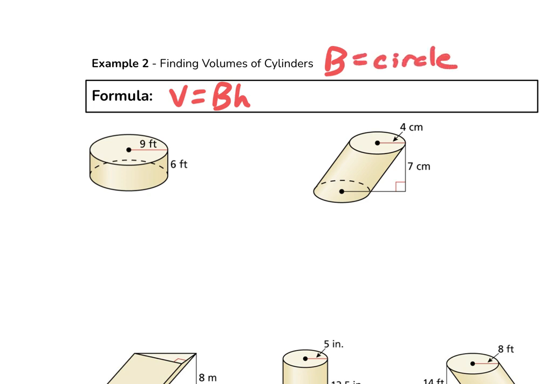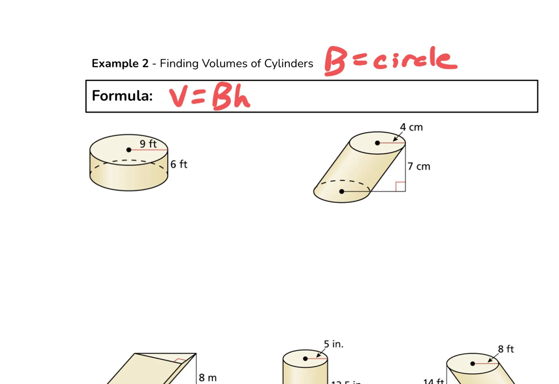So for a cylinder, it's always a circle. Your base isn't going to change. It's not like this time it's a triangle and this time it's a trapezoid and then a square. A cylinder is always a circle. So that's the nice thing about cylinders. They're not going to change. The size of your circle is going to change.